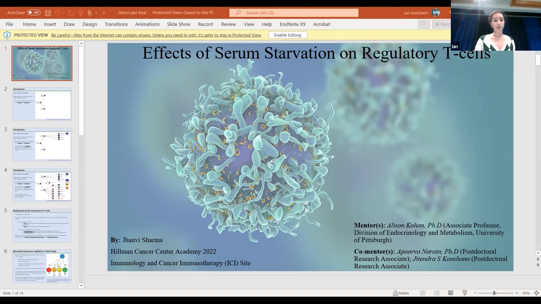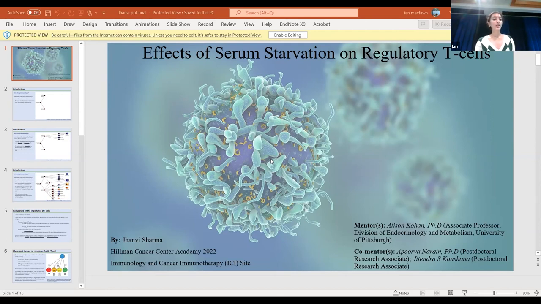And that led us to our flow cytometry. And these are the stains that we used. And then here we see that FOXP3, which is the identification marker of Tregs, is slightly higher in serum-starved conditions, but it's not significant.